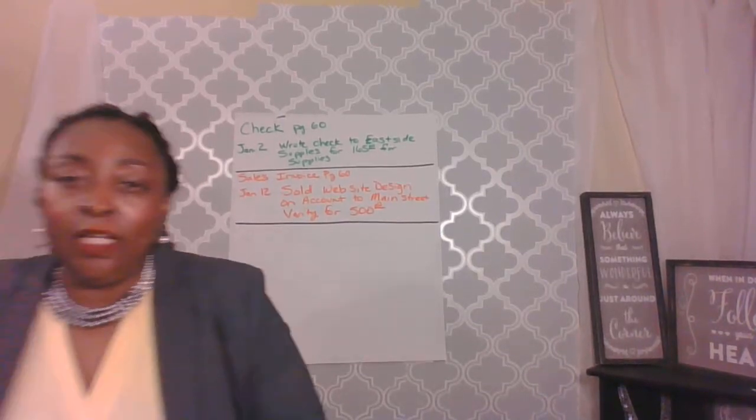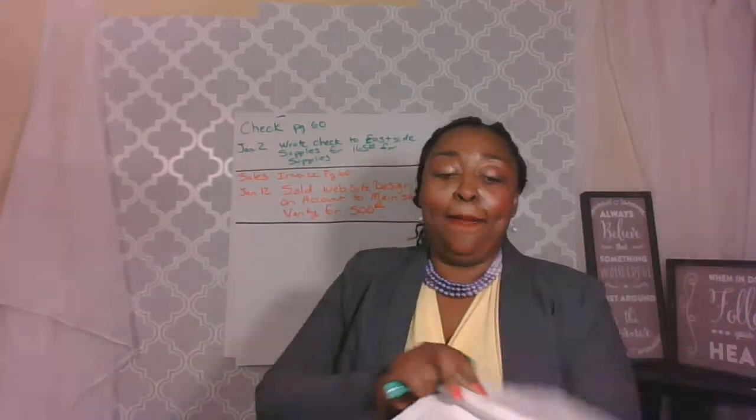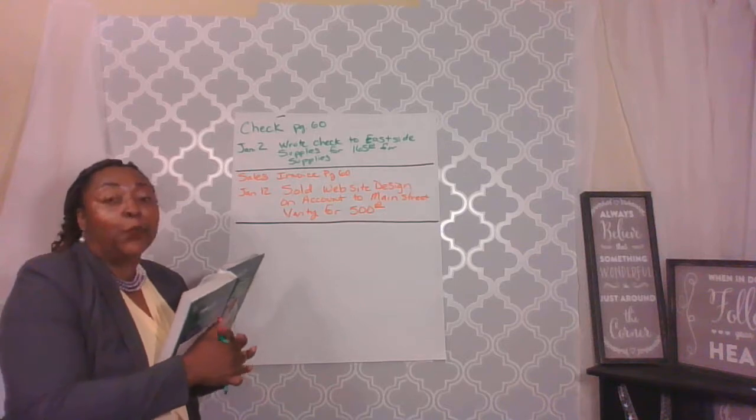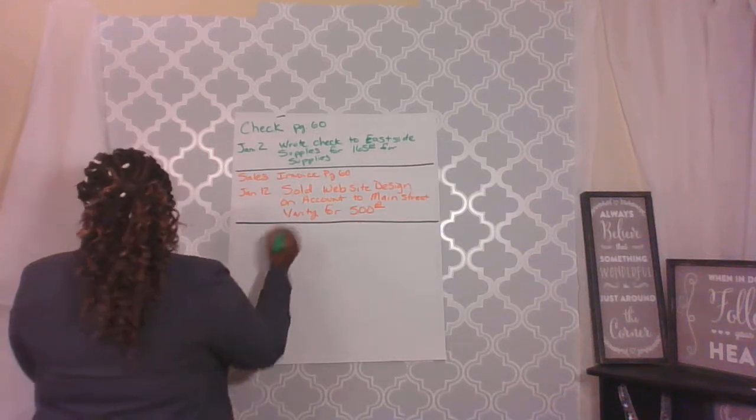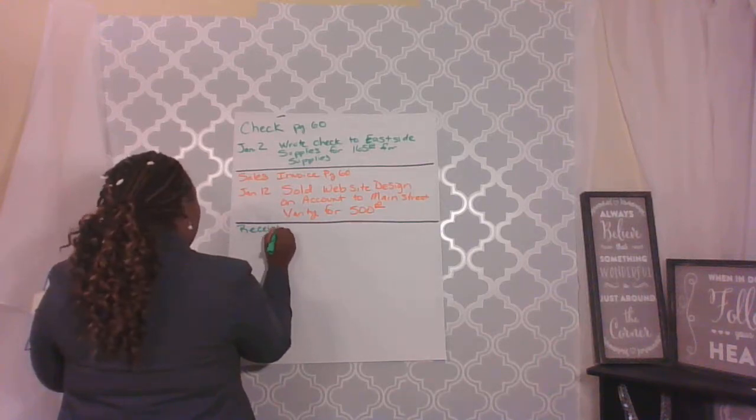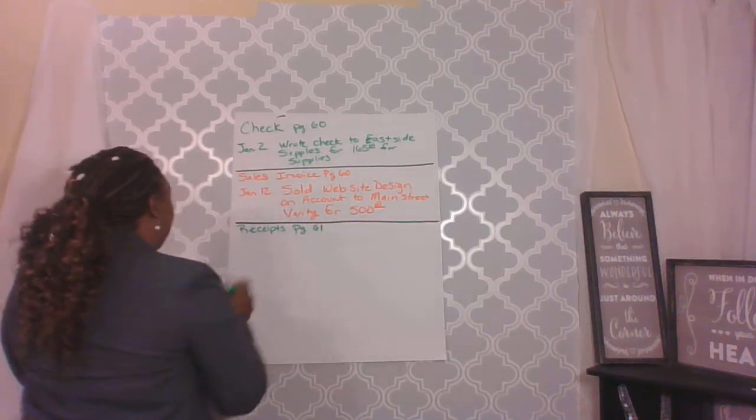So next we're going to look at the receipts. Receipts are on page 61. So this is a receipt. Students often confuse receipts with checks. But remember, for a check, they only see the stub. Receipts, you're always going to see the whole thing. Okay? So receipts are used when we as a company receive cash.